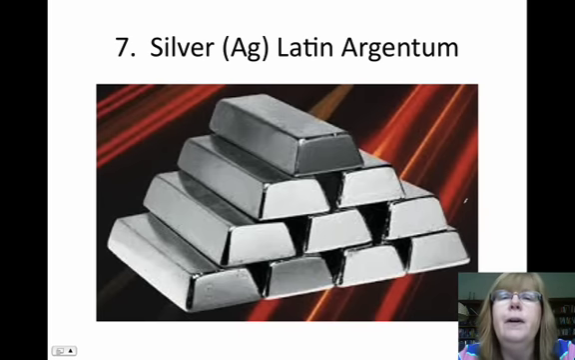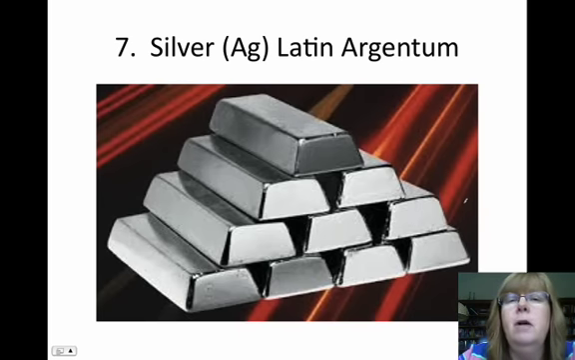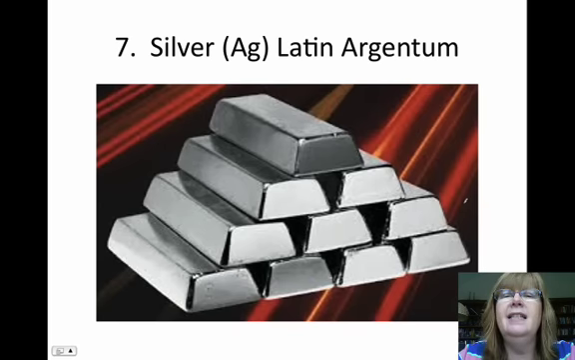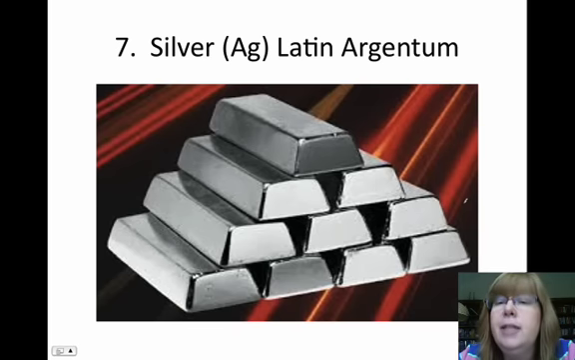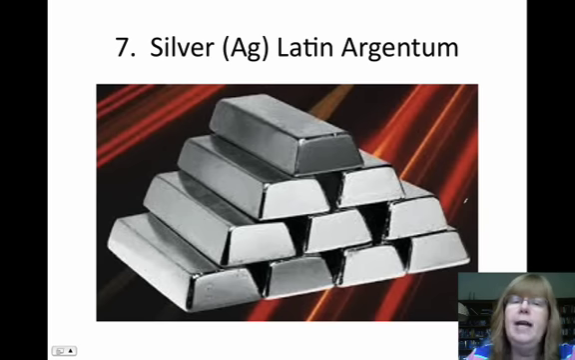All right, silver. Its symbol on the periodic table is capital A, lowercase g. And you're probably thinking, well, why isn't it Si or something? Si is for silicon. But silver's symbol, Ag, came from its Latin name, argentum. So a lot of these symbols come from Latin roots.